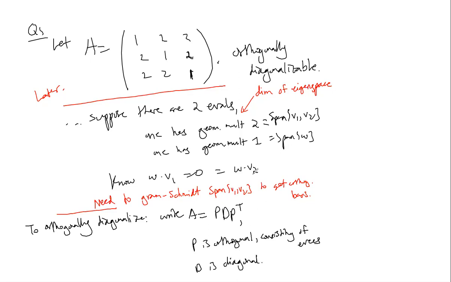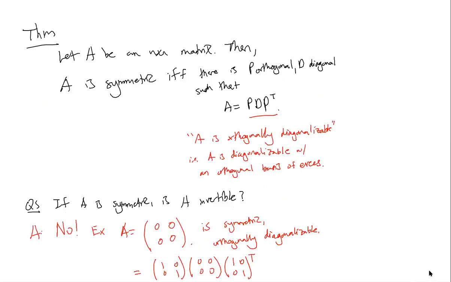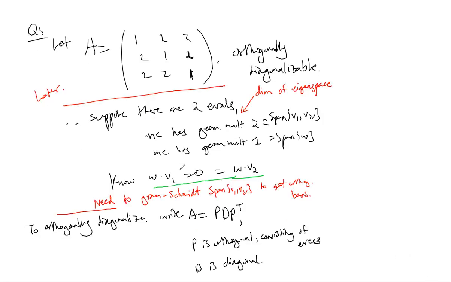How do you know w dot v1 equals w dot v2 equals 0? Well, that's what we proved. We know these are true because these are different eigenspaces. w is in a different eigenspace than v1 and v2, and so their dot products are 0. That was proven way back here. If you have eigenvectors of different eigenvalues, they're not equal, then you know that they're orthogonal. So that's why we get that these are orthogonal.